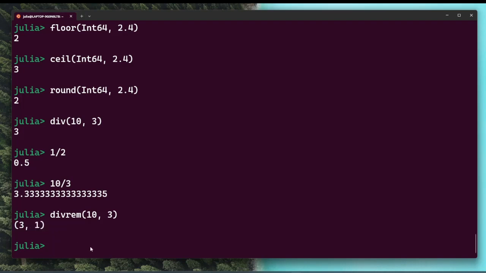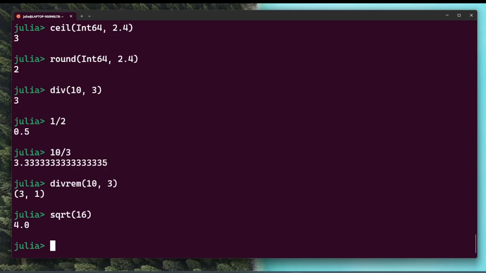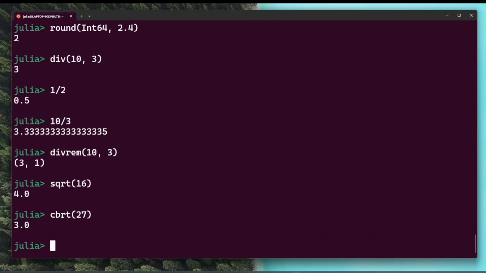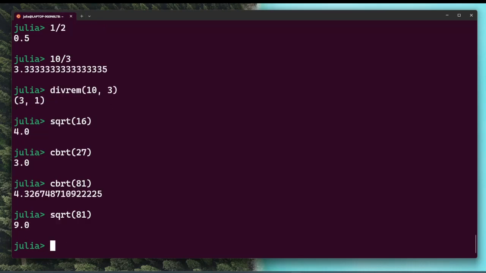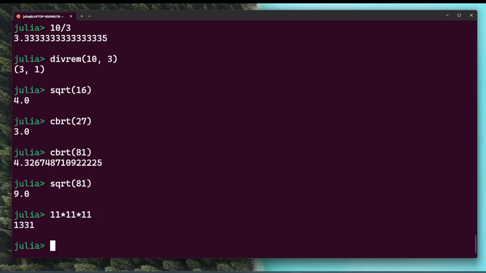Now another function I would like to focus on is the square root. We can directly calculate the square root function, and cube root is also there. So I want to find the cube root of 80, something like this. You need to know what is the square root of 81. This way we can do it.